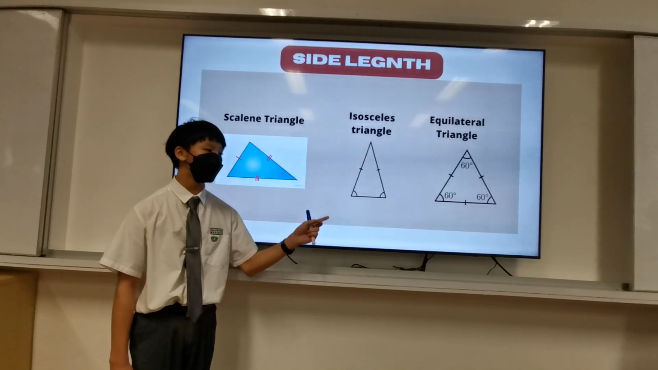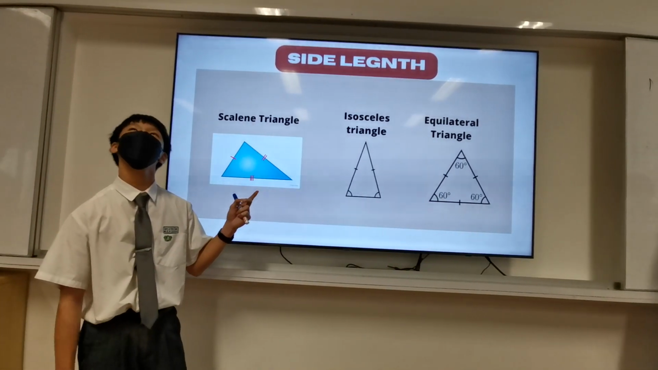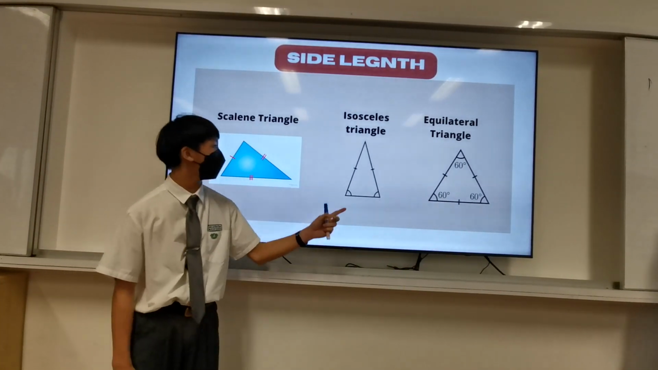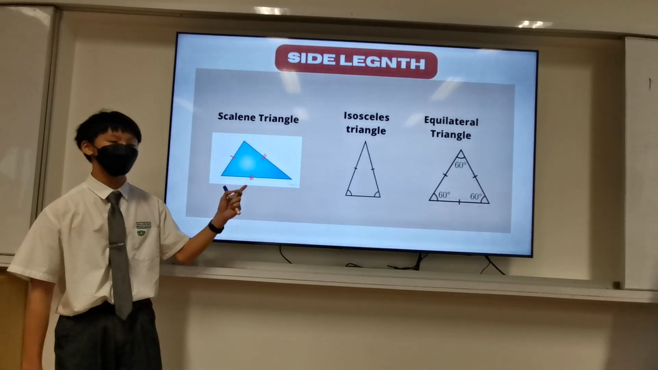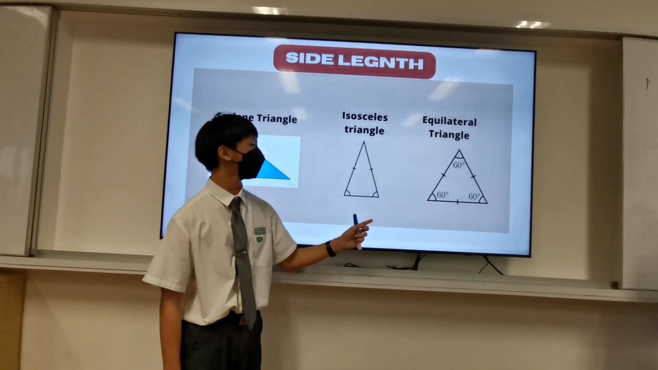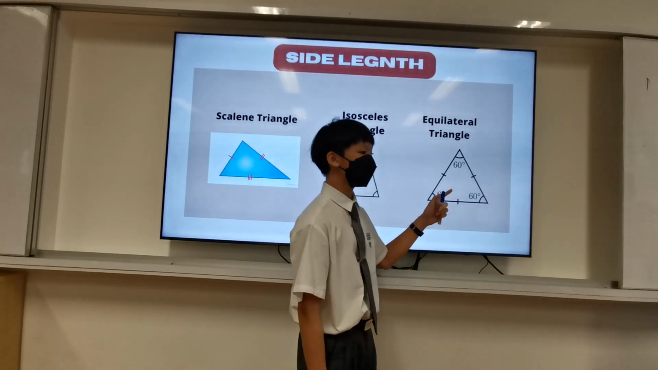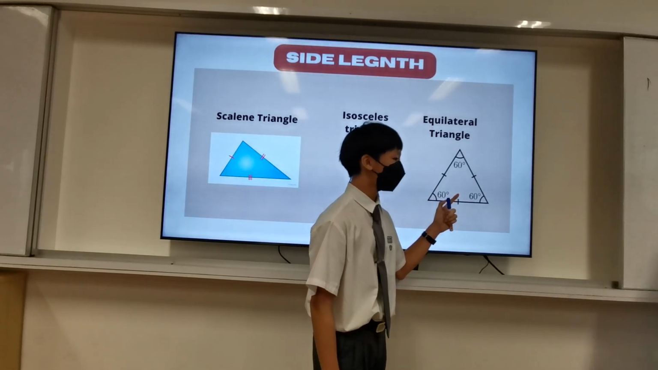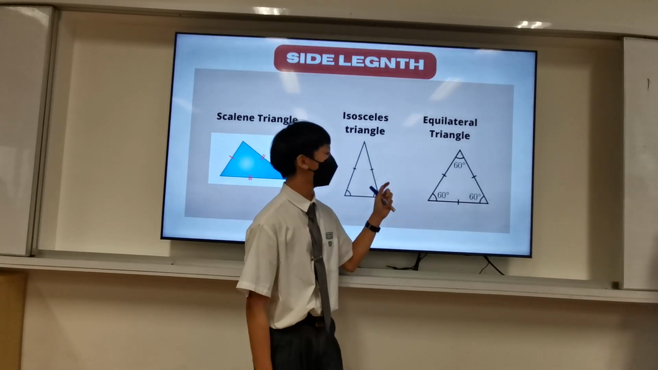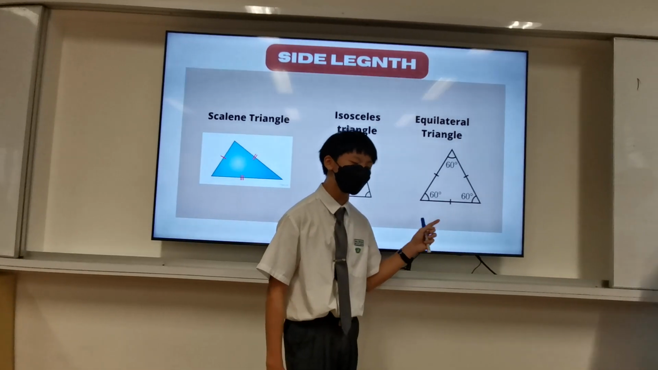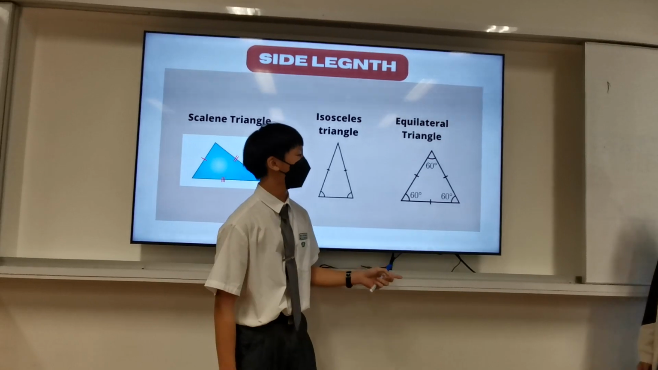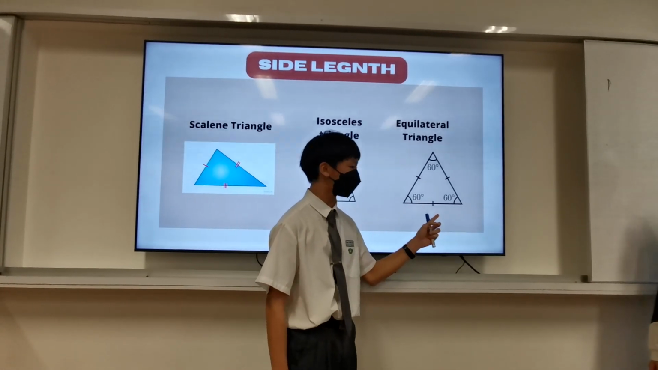These are triangles that can be identified by their side length. We first have the scalene triangle, then the isosceles triangle, and the equilateral triangle. The equilateral triangle has three same side lengths and three same angles, and the interior angle is always 60.